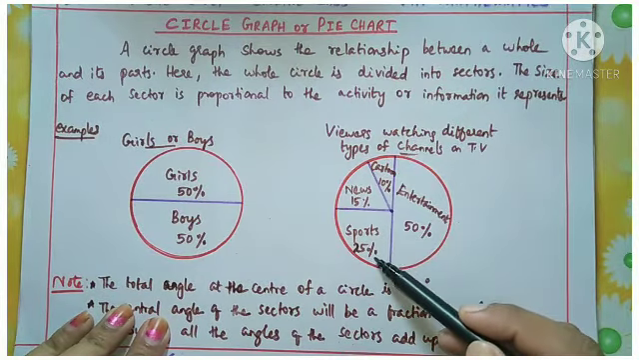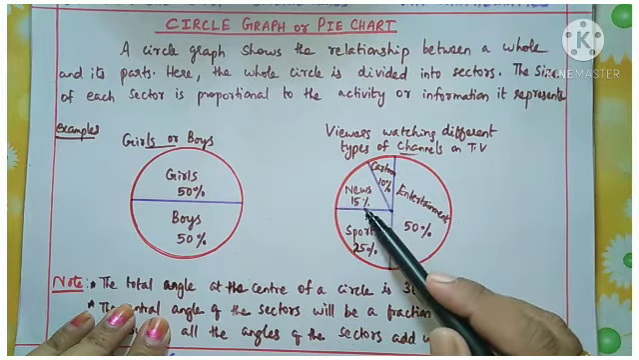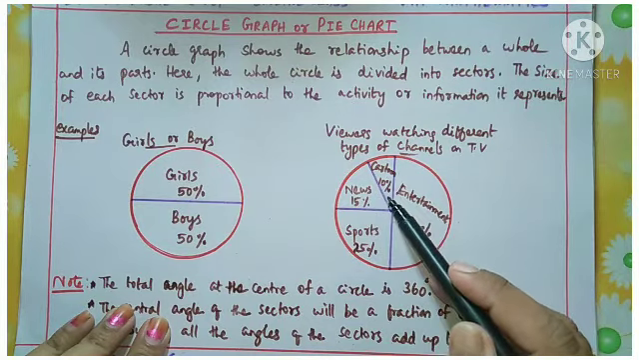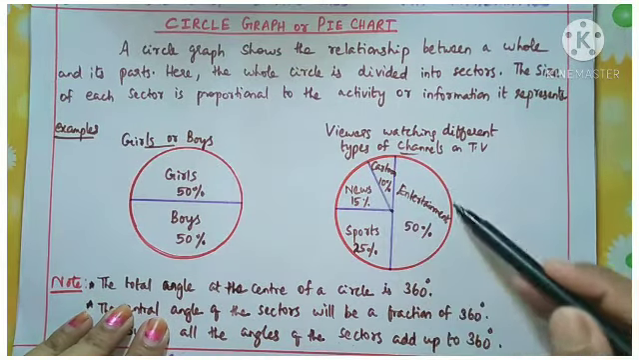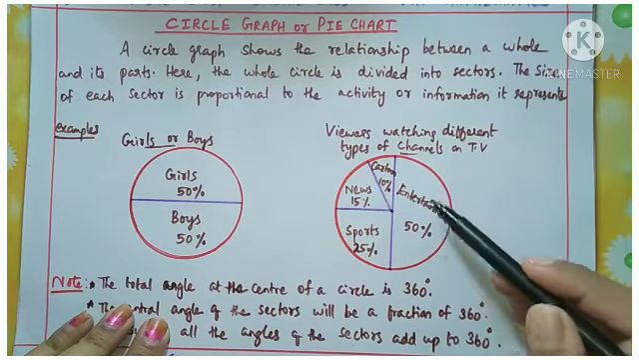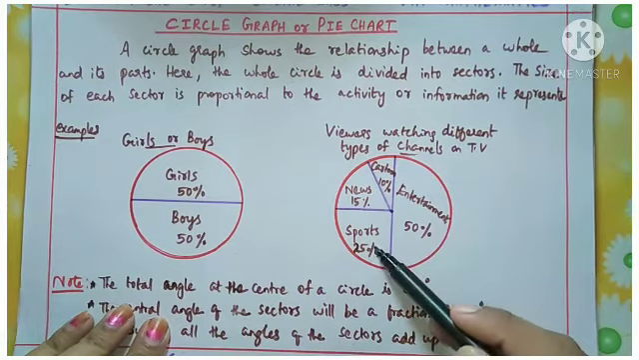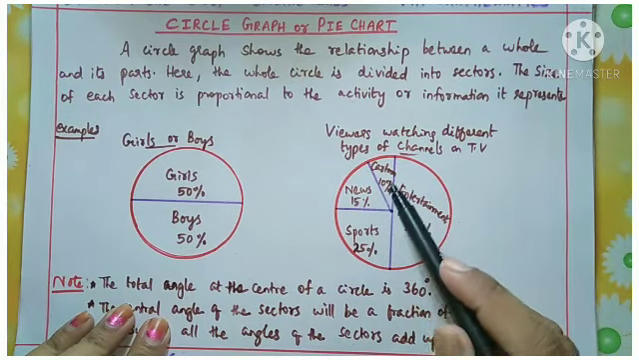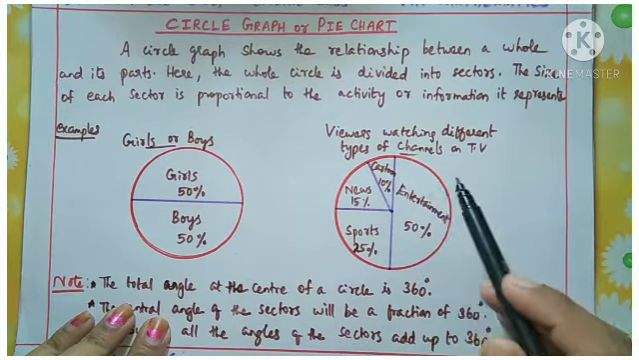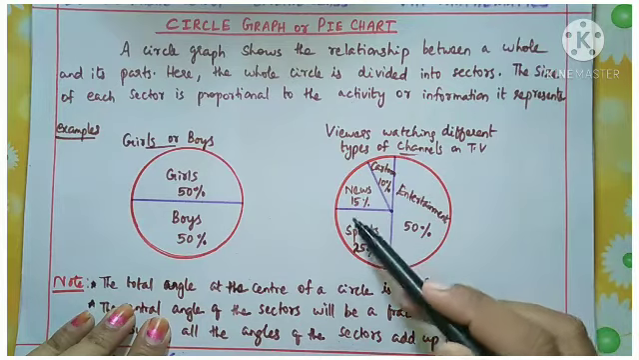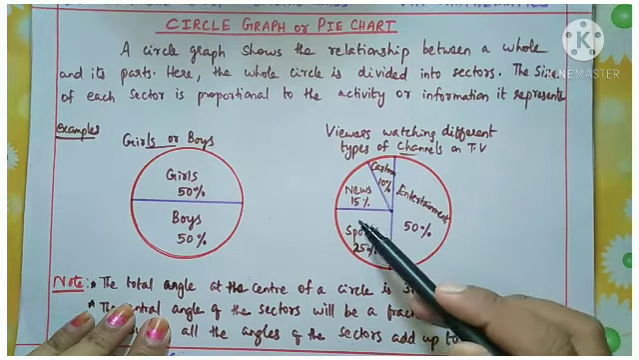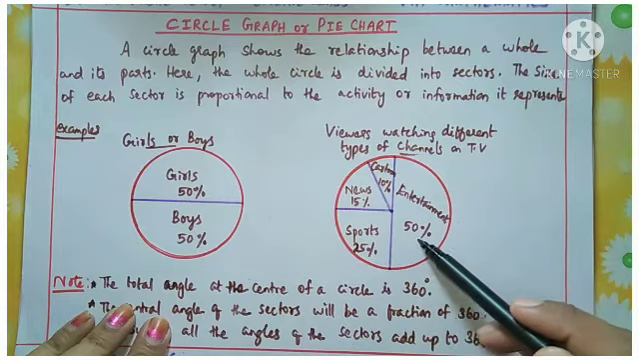Here sports 25%, news 15%, cartoon 10%. So from this pie chart you can understand that more viewers are there for entertainment channel, then sports channel, then news channel, then cartoon channel. So this is the information we are getting from this pie chart.